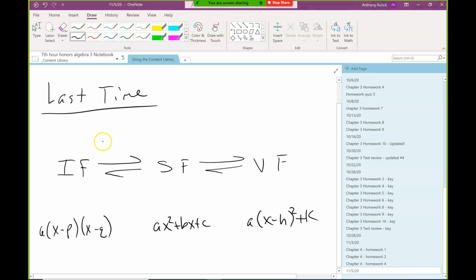We said to move from intercept form to standard form, we FOILed. To move from standard form to vertex form, we did this completing the square. From standard form to intercept form, we factored. And from vertex form to standard form, we said we expand.